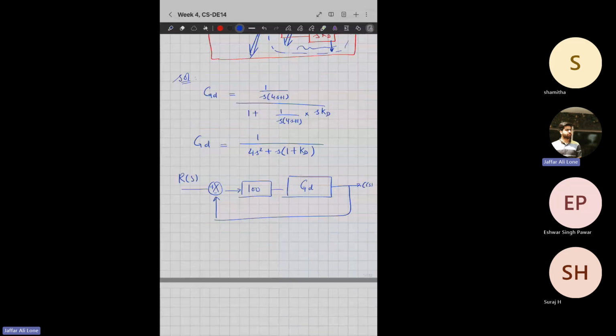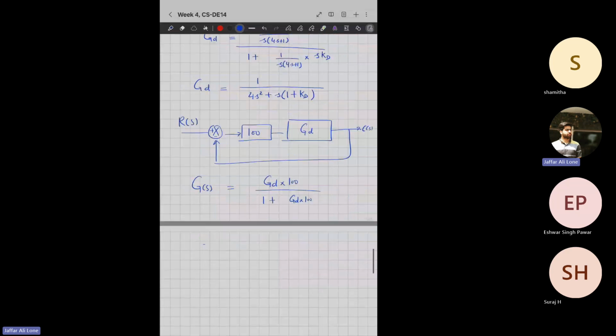That will be GD into 100 divided by 1 plus GD into 100, right? Just put in the values because HS is 1. If you put in the values, what will you get? You will get G equal to 100 divided by 4S square plus S into 1 plus KD, plus 100.